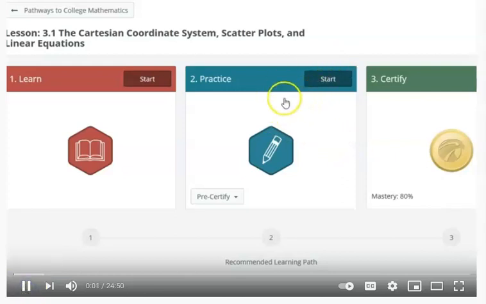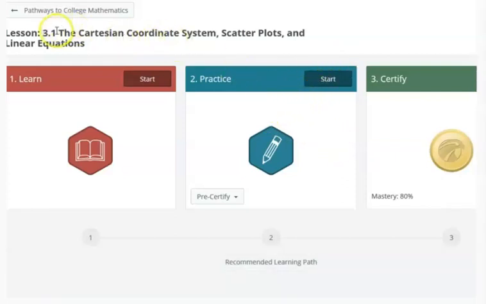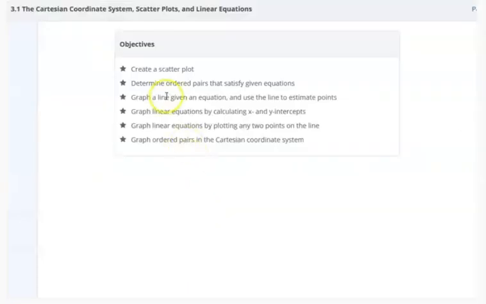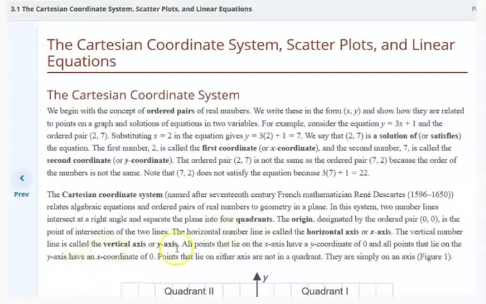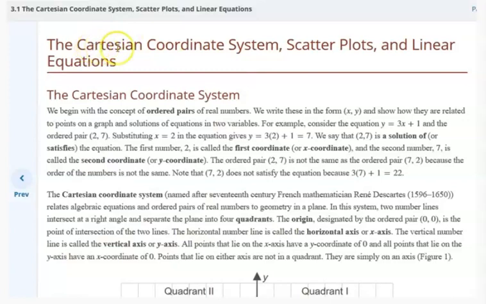Going on now to the lesson in section 1 of chapter 3, the Cartesian coordinate system, scatter plots, and linear equations. The objectives of the lesson, and then on to the lesson. Now, what is the Cartesian coordinate system? Well, for many of us, it's graphing.